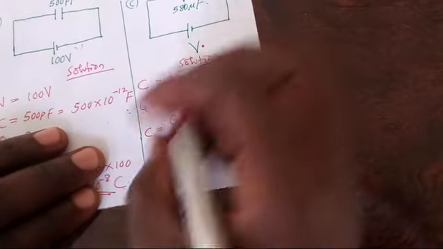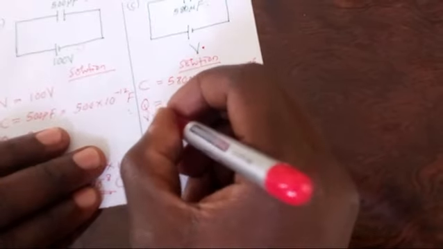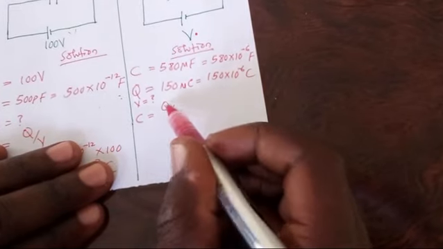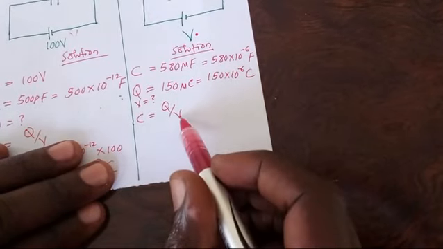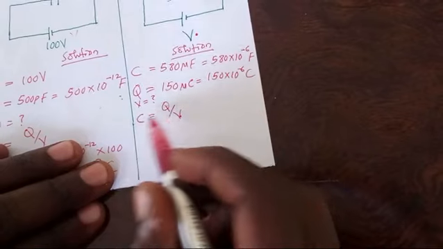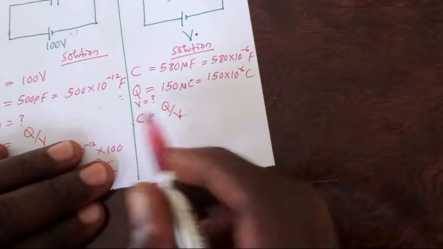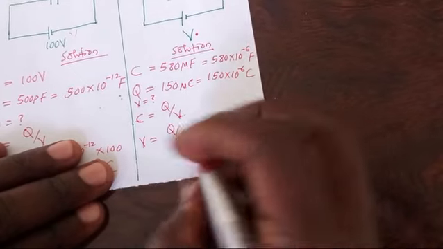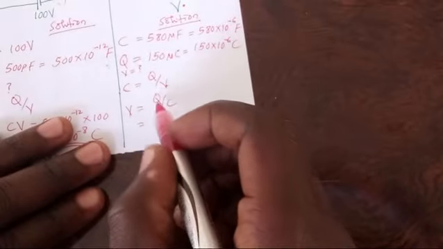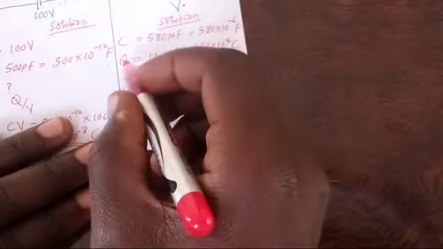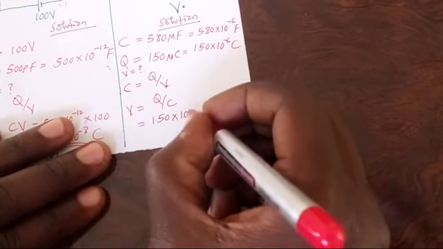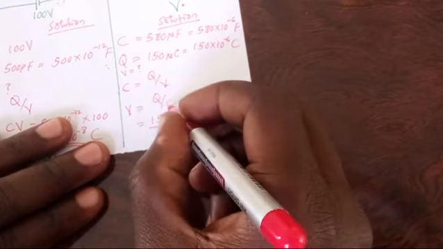Now we want to find V, our target variable. We want to know it. So C is equal to Q upon V, but we don't know V now. So we simply interchange this. We bring V here, we take C there. So our V is equal to Q upon C. Then we substitute the values we are given for Q and C. Our Q is 150 times 10 to the power of minus 6 divided by our C.